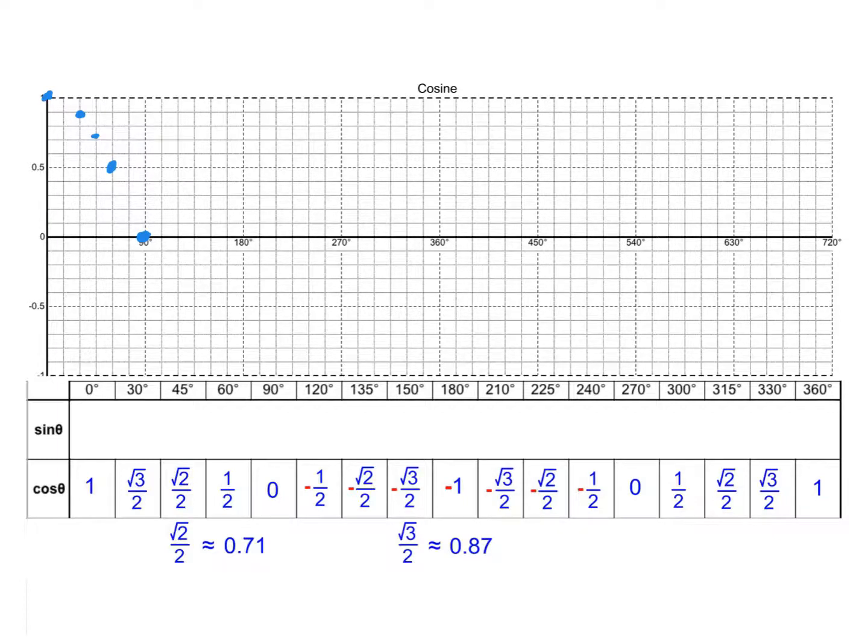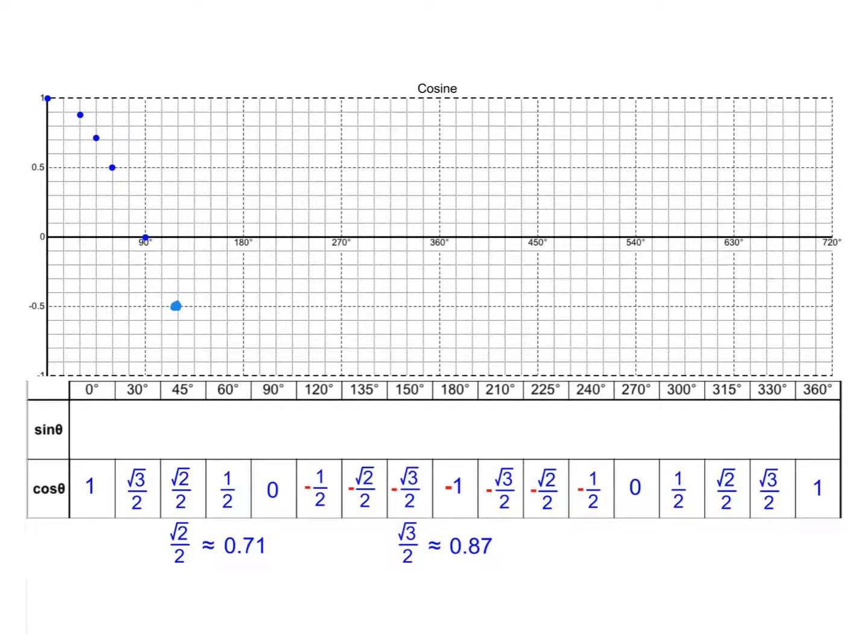All right, so then our next point, that's got to be the 120, which is at -1/2. So that means that we go over to 120. Now, that means 2 hash marks over because I'm going over 30 degrees more. And then I go down to negative 1/2, so negative 0.5. So that's where that next point goes.